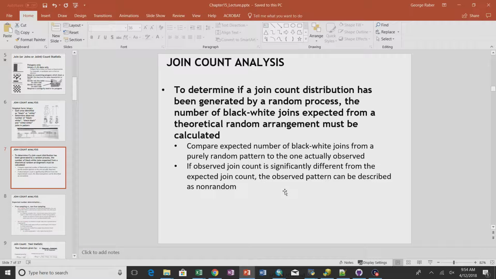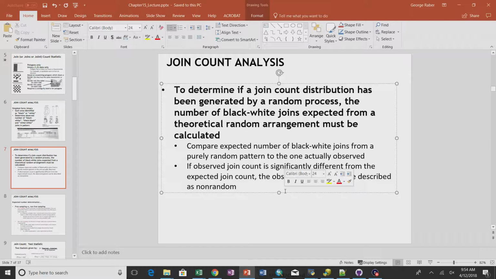So the goal of joint count analysis is to find out if the distribution was generated by a random process, or if it's not random and there's a pattern to it. So it'll have negative values if it's dispersed, and positive values if it's clustered.